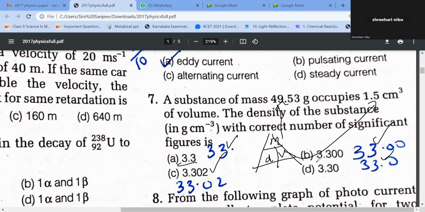Wait one minute. When I did the division, the answer is coming as 33.02. So what is then the correct number of significant figures for the density? What is the option, A, B, C or D? It will be D, sir. Correct.